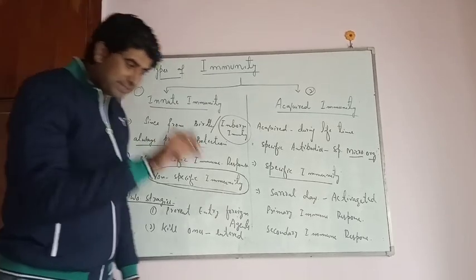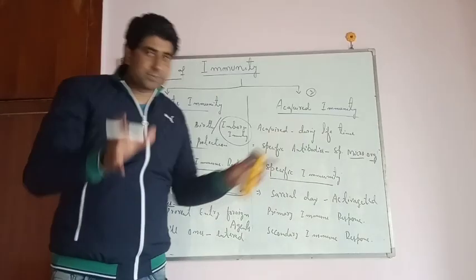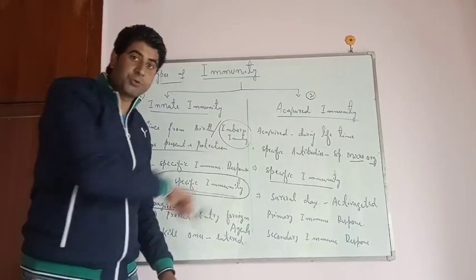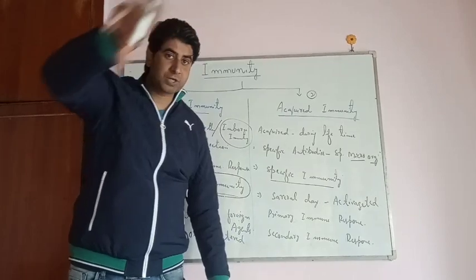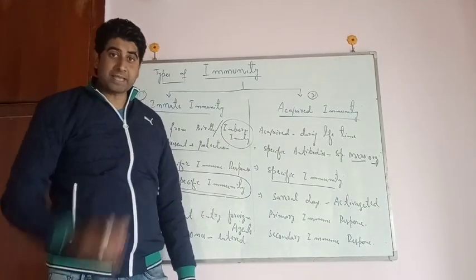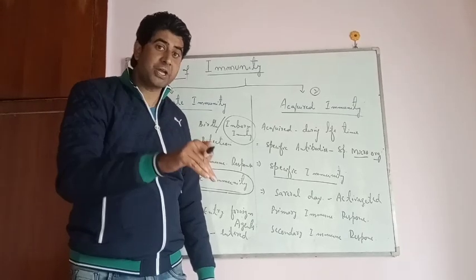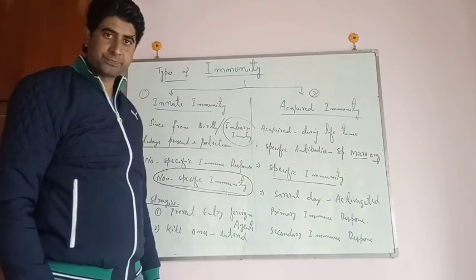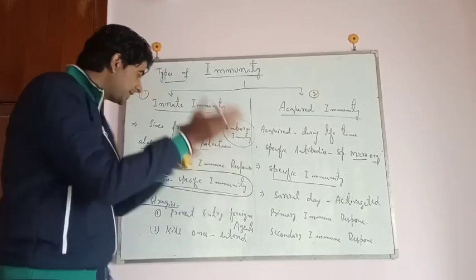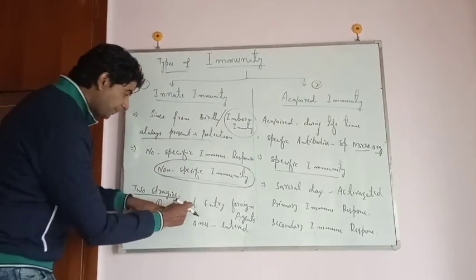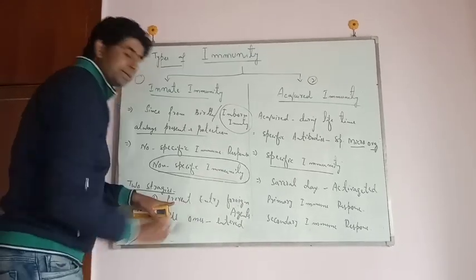For example, in some countries there is a defense system, a boundary, a border, and on the borders there is fencing. What is that fencing for? To prevent the entry of foreign agents. So the same strategy applies here as well. Means it prevents the entry of the foreign agents.